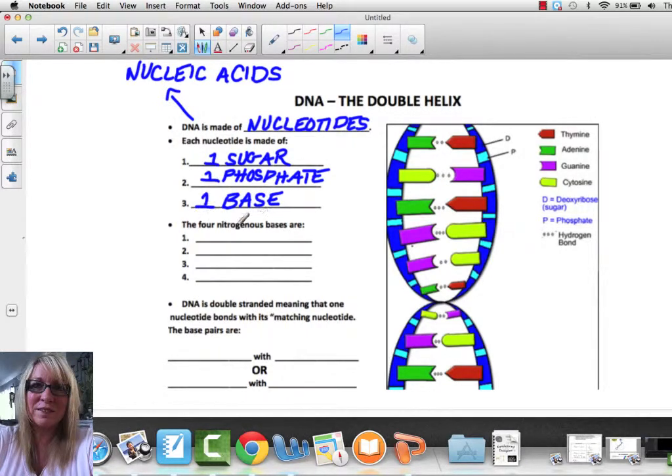And these bases are what's called nitrogenous bases. They contain nitrogen. And there's 4 of them. You see them over here on the right. We have thymine, adenine, guanine, and cytosine.